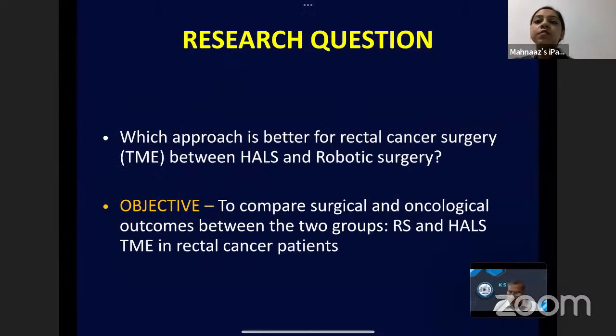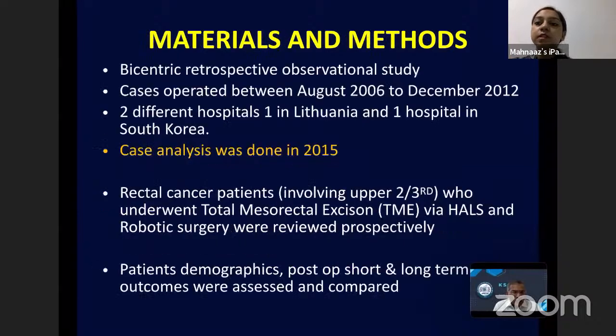The research question of the study was which approach is better for rectal cancer surgery, in particular total mesorectal excision, between HALS versus robotic surgery. And their objective was to compare surgical and oncological outcomes between these two groups, HALS versus robotic surgery, in total mesorectal excision in rectal cancer patients.